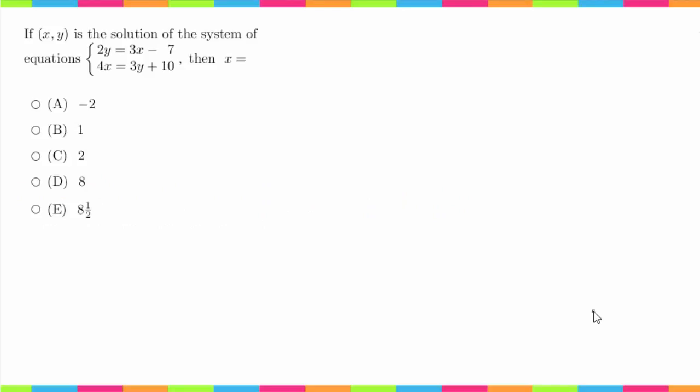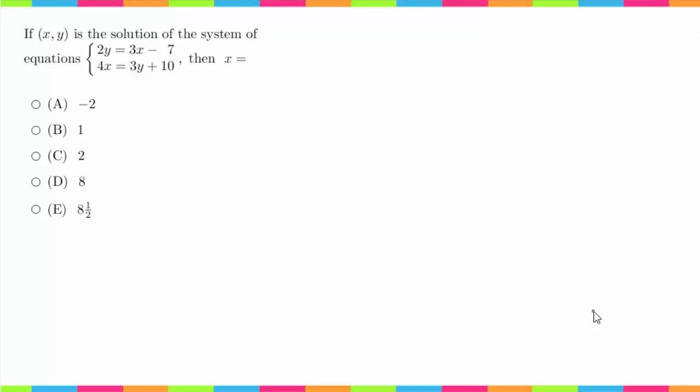Hey guys, welcome back. Now we are working on number 9. So this question says, if (x, y) is the solution of the system of equations 2y = 3x - 7 and 4x = 3y + 10, then x equals what?